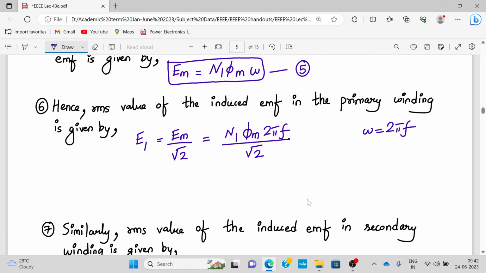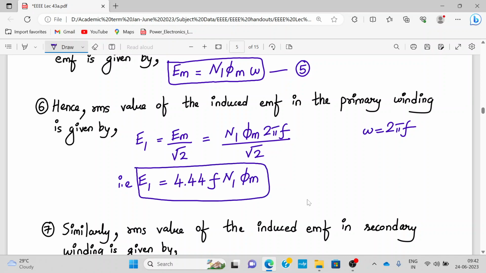Let's take out your calculators and find out what this equation gives. E1 equals N1 times 2 pi upon root 2. What is 2 pi upon root 2? You can calculate it will be 4.44. So E1 equals 4.44 into f into N1 into phi m. That is my RMS value of the induced EMF in the primary winding, and let us call this equation number 6.